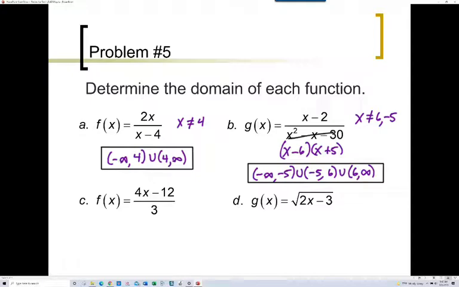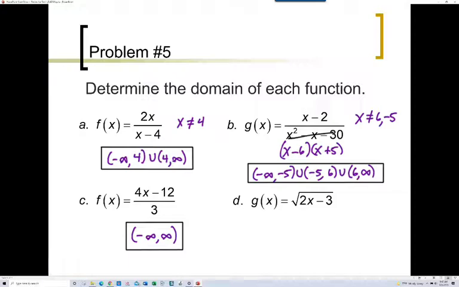All right, in C, it is a fraction, but notice the denominator will always be 3. It can never be 0. And so for that reason, this is all real numbers. There are no restrictions. So be careful. Just because you see a fraction, it doesn't necessarily mean that your domain has a restriction.